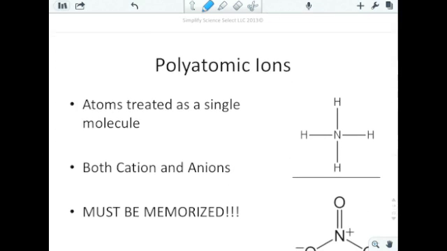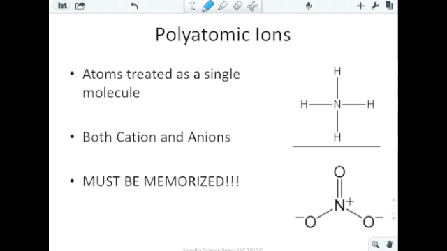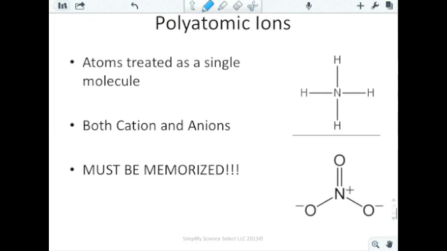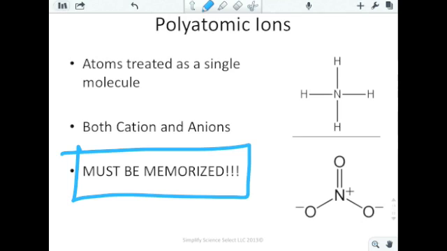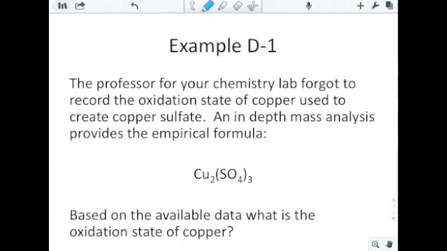So let's look at some polyatomic ions and what they are. Polyatomic ions are atoms that are treated as a single molecule. They can be both cations and anions, so they can be positive and they can be negative, and we need to memorize these. We have to have some of them memorized, the common ones, and we'll have a list of those that we'll memorize. So when we talk about nitrate, nitrite, phosphate, phosphite, we know what the formula is before we move on. Okay, let's look at some examples.